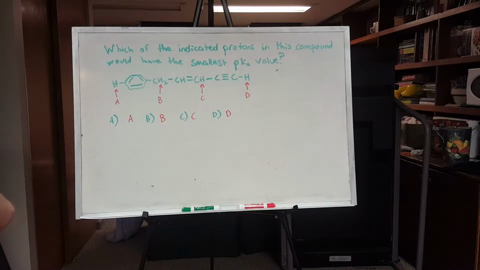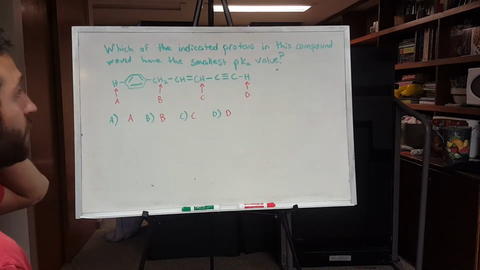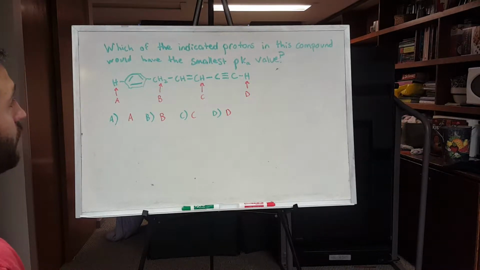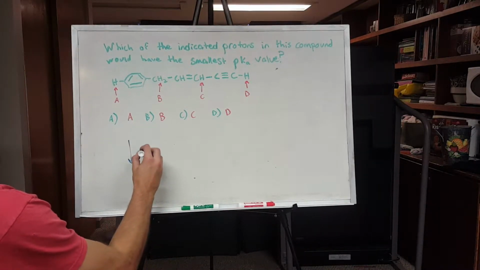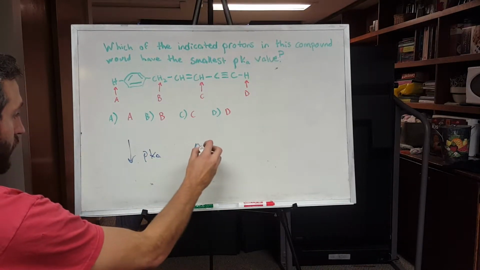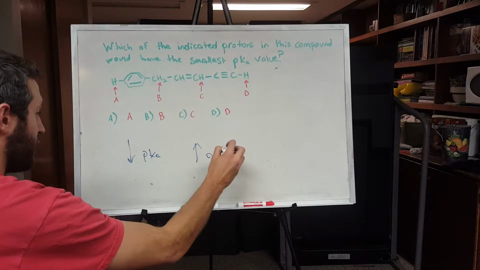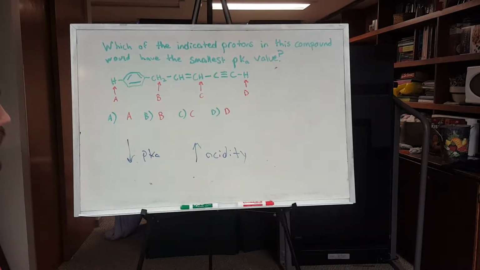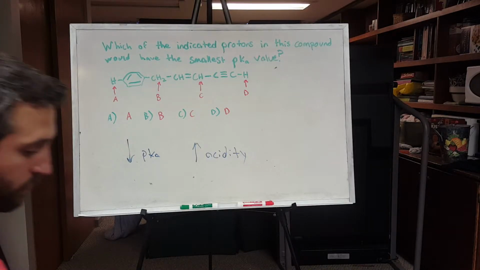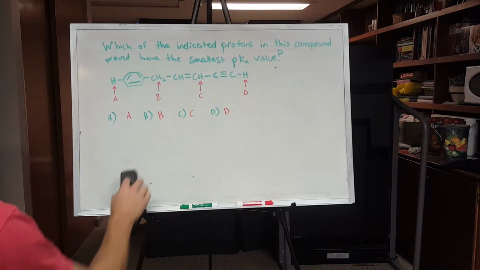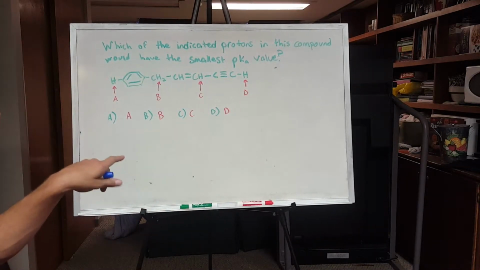Of the indicated protons in this compound, which would have the smallest pKa value? Right, so first of all, the lower the pKa means the greater the acidity. So lower pKa, better acid. This one's relatively straightforward, but let's go over it, right? So we want to determine acidity.